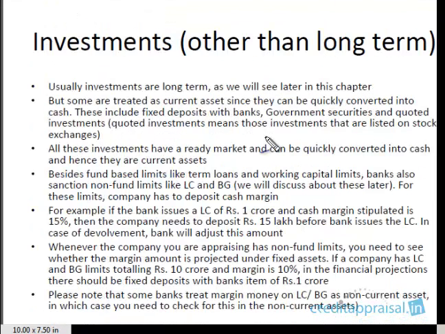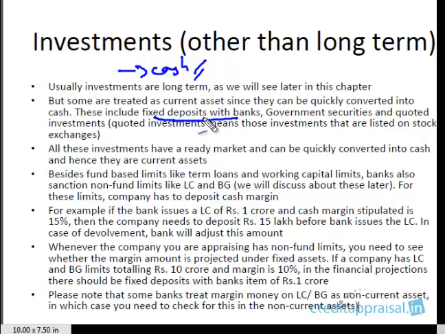Okay. So one more item under current assets which you can encounter is investments. Usually investments are long term in nature, but there are some investments which can be classified under current assets. When we said an asset is a current asset, it's something that will be quickly converted into cash. So anything that can be converted into cash quickly can be a current asset.